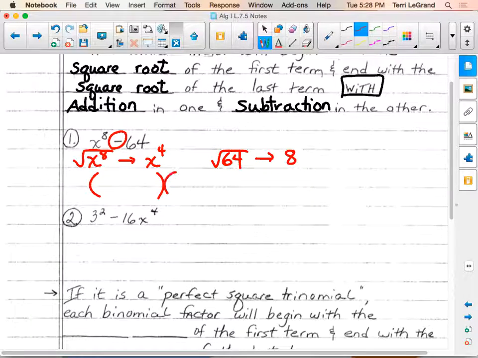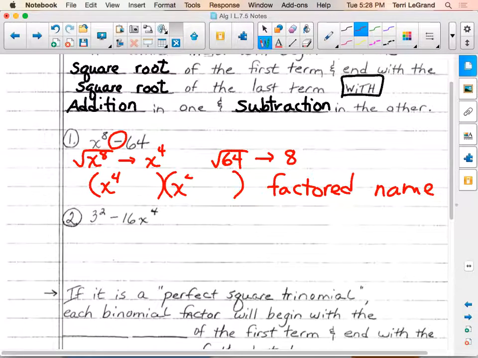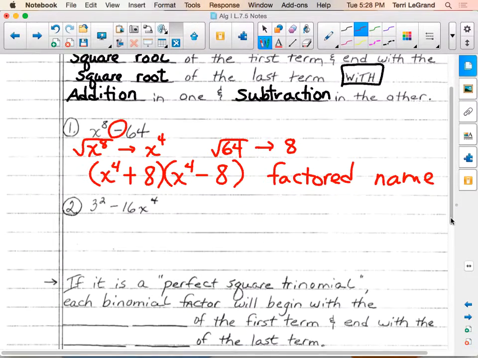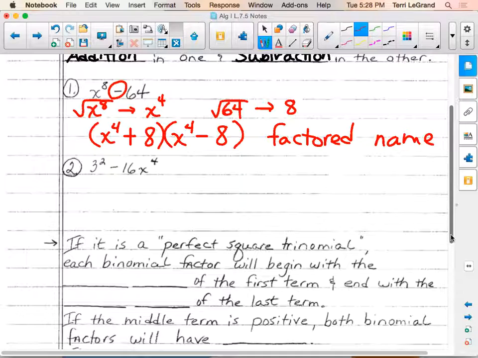I'm going to set up my factors. I'm going to give it its factored name. So what was it before it got multiplied out? It says up there above, both factors will start with the square root of the first term. Both factors will end with the square root of the last term. One will have addition, the other will have subtraction. There's our answer. We have factored our binomial.